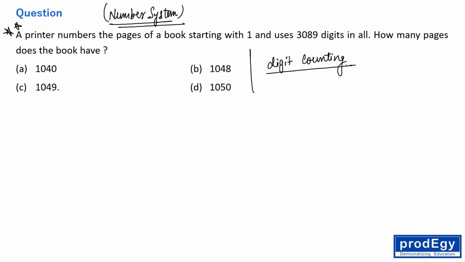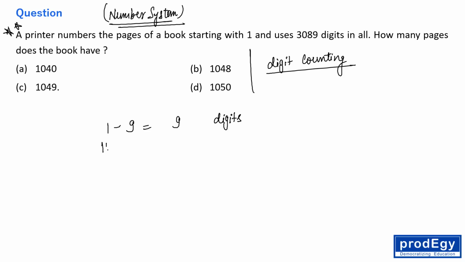Okay, digit counting. A printer numbers the pages of a book starting with 1 and uses 3089 digits in all. How many pages does the book have? Fine. So when you type from 1 to 9, you are actually using 9 numbers and every number is a single digit number. So you are using actually 9 digits.